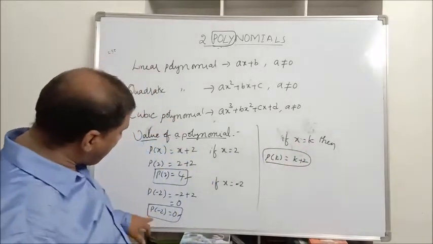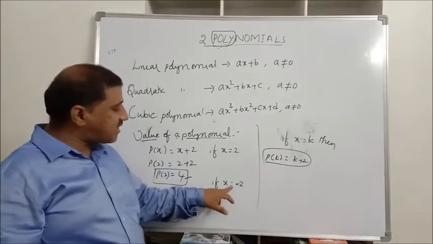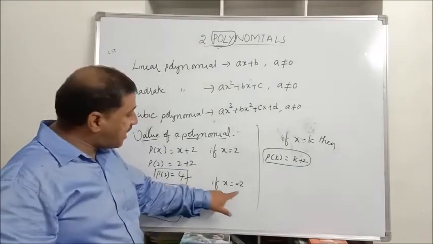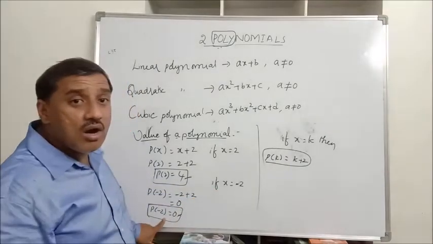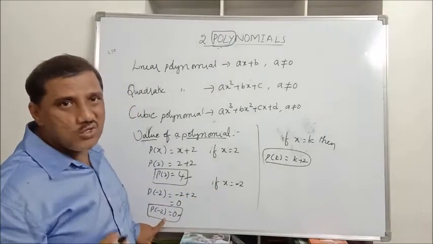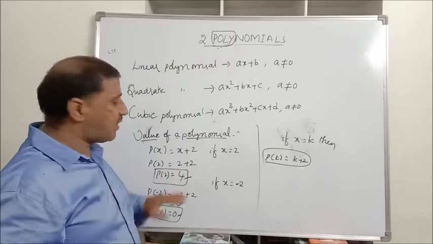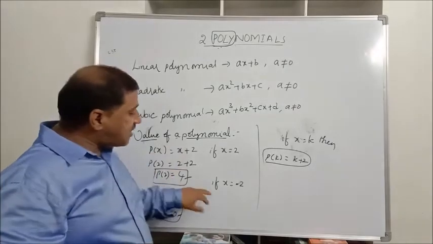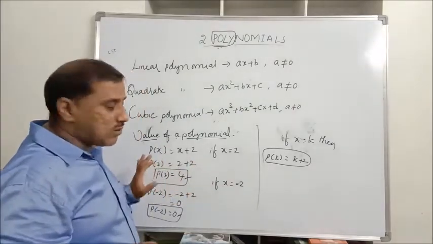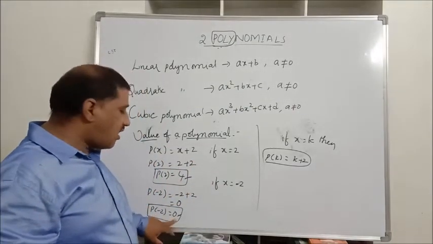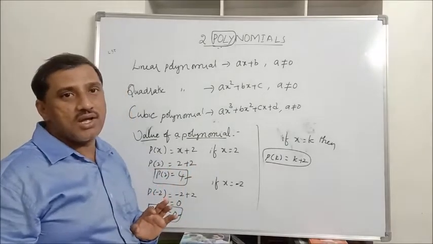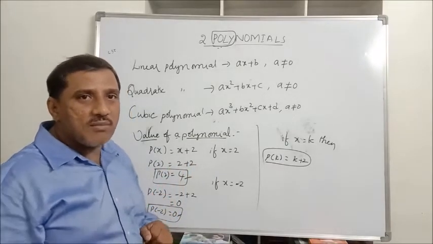If we observe the second value, when we substitute x equal to minus 2, we got 0. Then minus 2 is known as the zero of the polynomial x plus 2. Why is it the zero of the polynomial? Because when we substitute x equal to minus 2 in the given polynomial, we got its value as 0. Therefore, x is equal to minus 2. Now, what can we conclude about the zero of a polynomial?